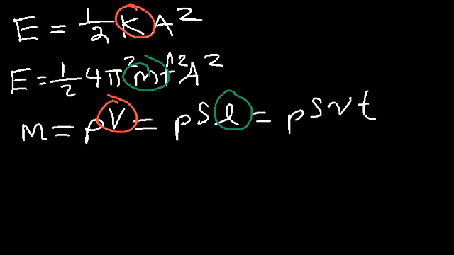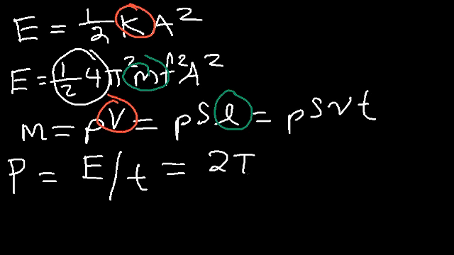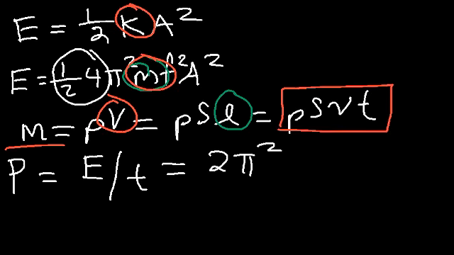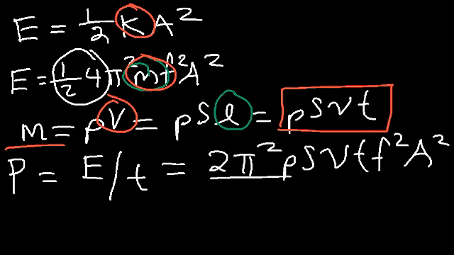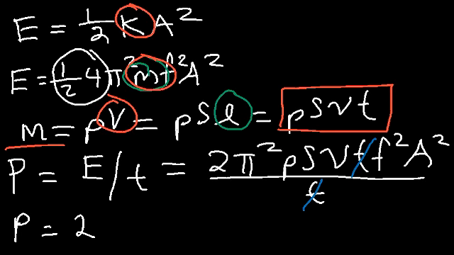So therefore, the power of the sound wave, this should be capital P, is equal to the energy divided by the time. The energy is 1/2 times 4, which is 2, times pi squared times the mass, which we can replace M with this expression, the density times the cross-sectional area times the speed multiplied by the time, times the square of the frequency and the square of the amplitude. And we're going to divide it by T. So T cancels. So therefore, the power of a sound wave is equal to this equation.